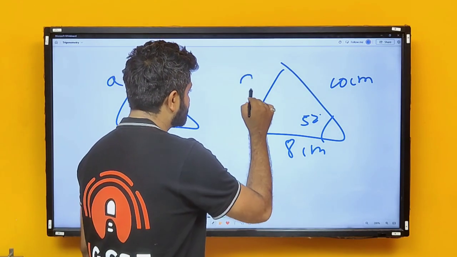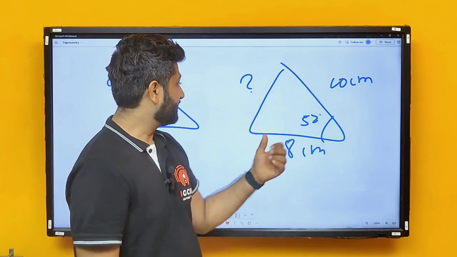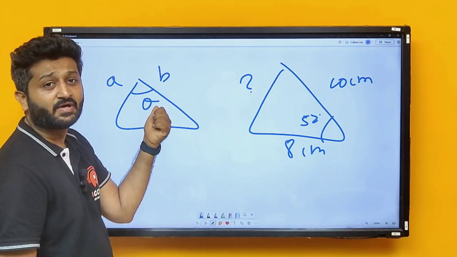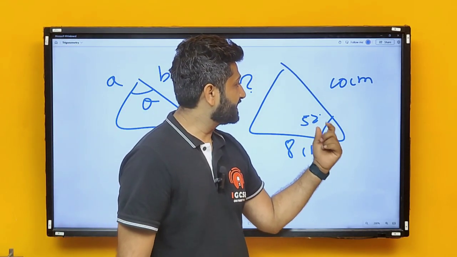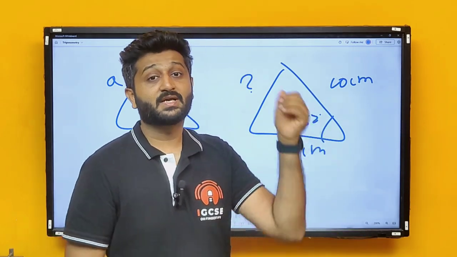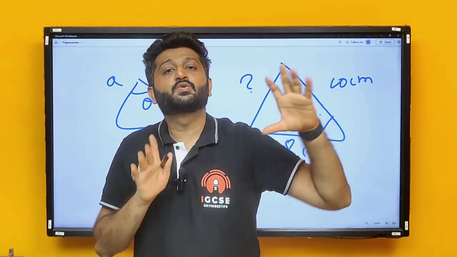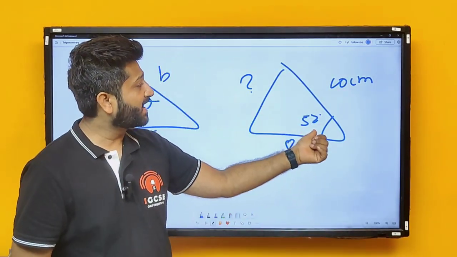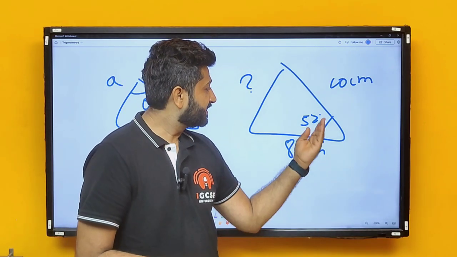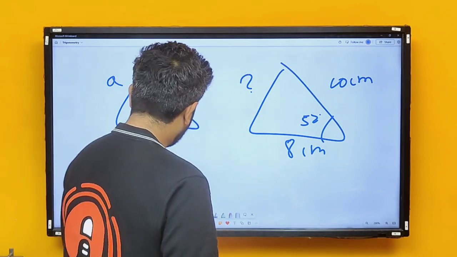And now if you need to find the third side, then we'll have to apply cosine rule. Right, first, three sides and you need to find any angle. Second case, two sides and an angle between the two sides. We'll use sine rule when you have a side and an angle opposite to the side. Here I have an angle, but I don't have the side opposite to this angle. So I'll have to use cosine rule.